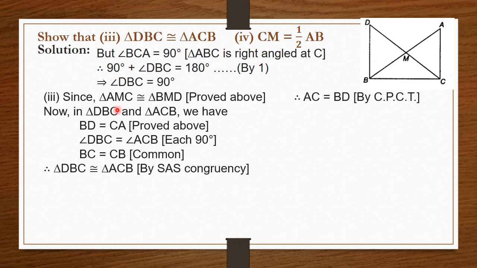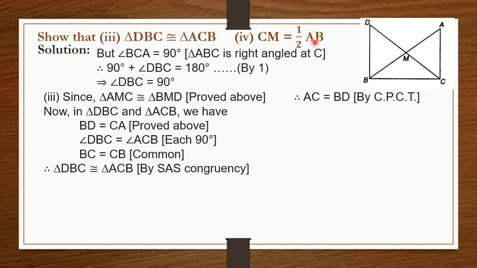So in AMC and BMD we'll get AC equals to BD. Then in the two triangles BD equals to AC, these two angles are 90 and BC is a common side. Therefore by SAS congruence rule they are congruent.